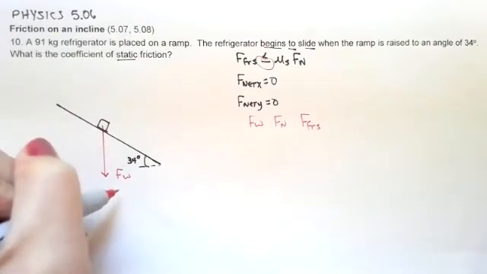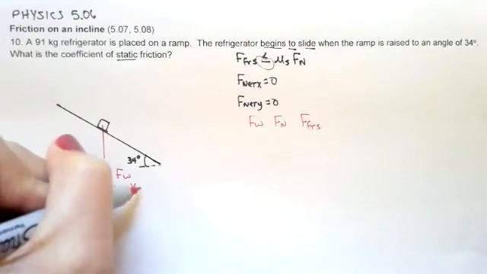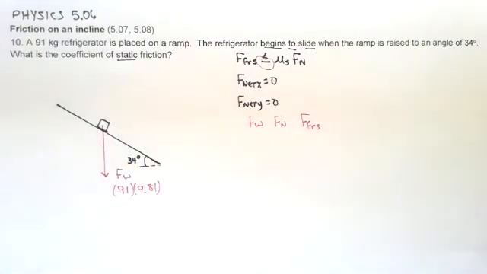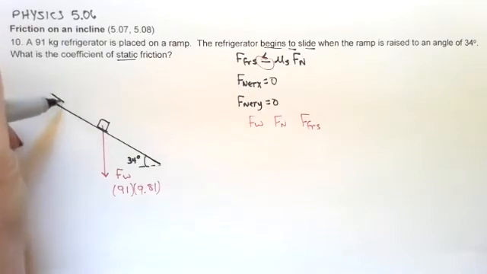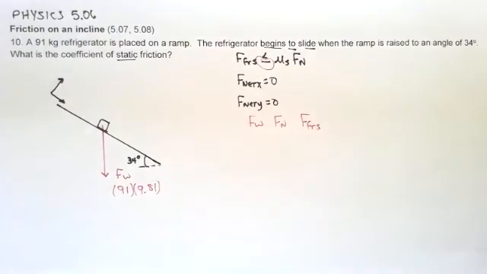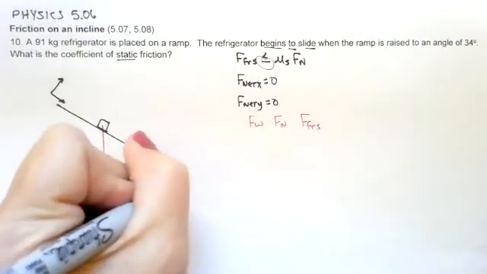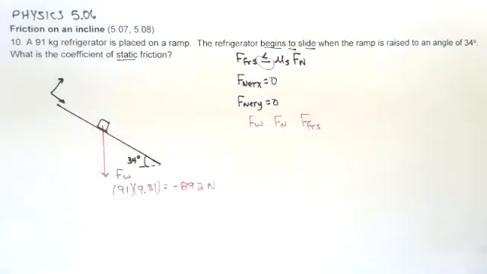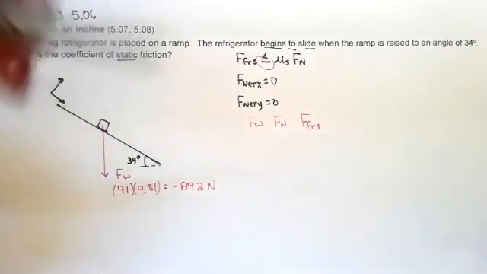And our weight here is 91 kilograms multiplied by 9.81. And most importantly, and I probably should have put that on at the beginning, we're going to tilt our coordinate system. So positive is going to be down the ramp, and positive is going to be up. So that means for this, I'm going to have a negative 892 Newton force down.